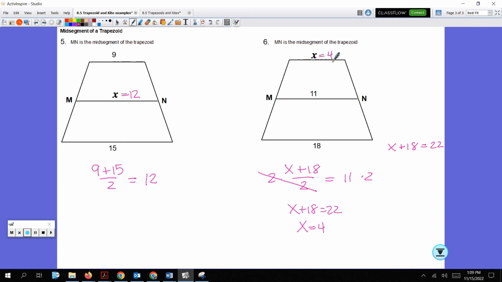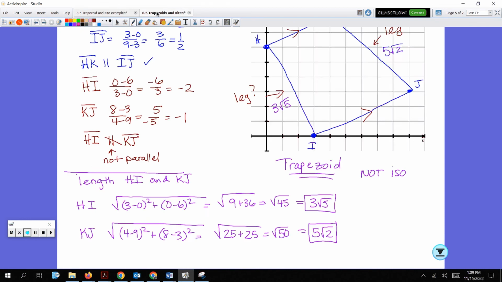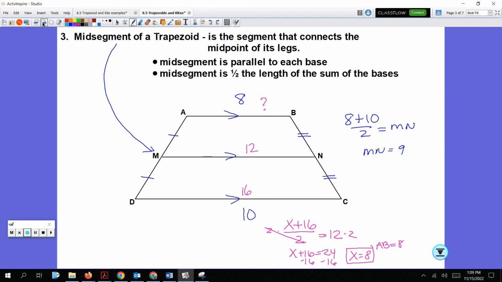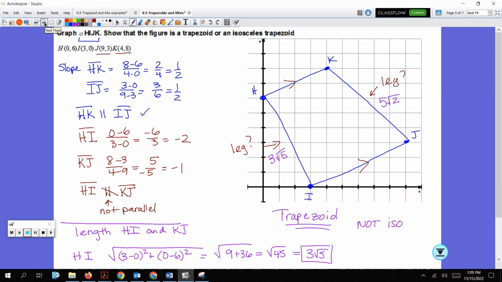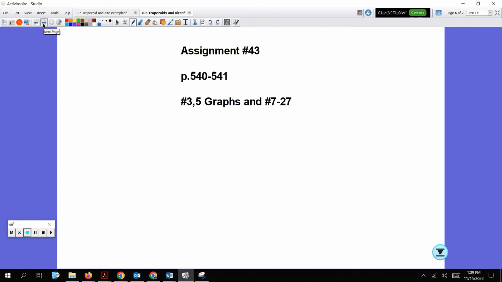All right, hopefully that helped. If you have any questions, hit me up on Schoology. All right, here is your assignment. I was just kidding. Hold on, here's your assignment. It's coming. You are going to need to graph 3 and 5. I don't think the others are needed. From what I remember the homework being, only these two are the ones that you need to graph.